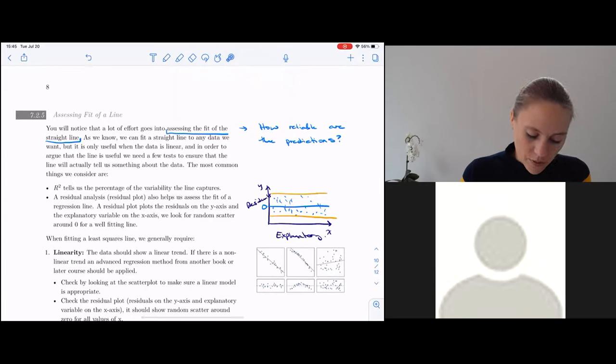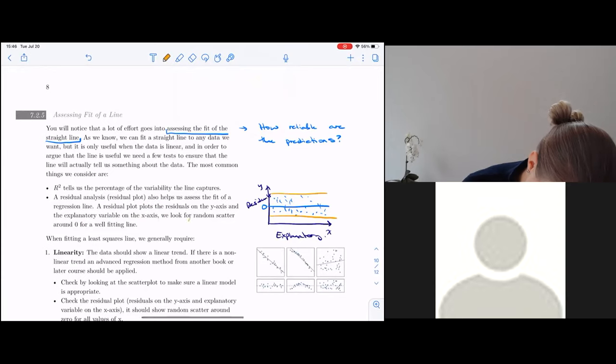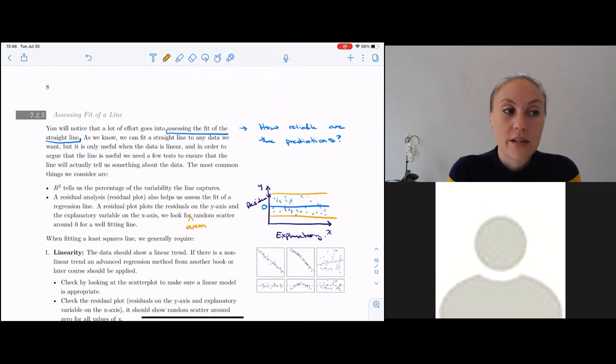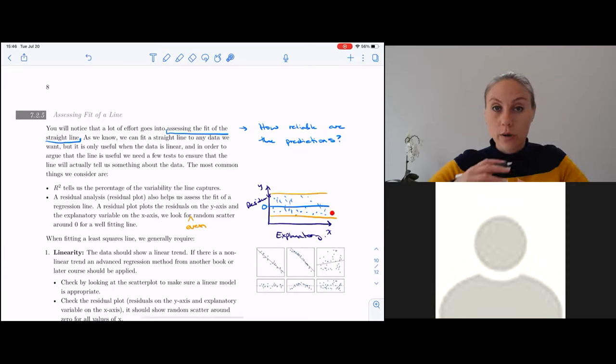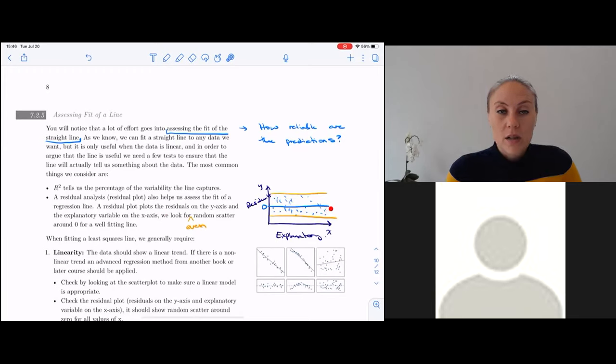So a residual plot plots the residuals on the y-axis, right? So that's here, and the explanatory variable on the x-axis. Okay, so that's here. And then we look for, and here I'm going to add, even random scatter around zero for a well-fitting line. So if you're seeing kind of nothing happening here, just kind of random even scatter around zero, not too wide either, then you have a well-fitting line, okay?